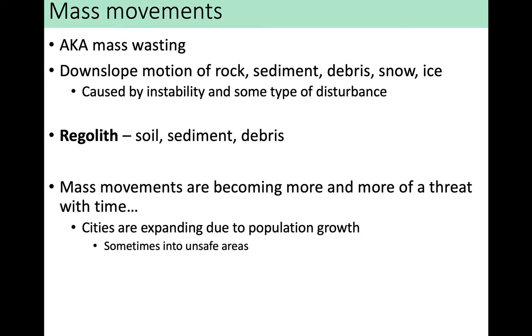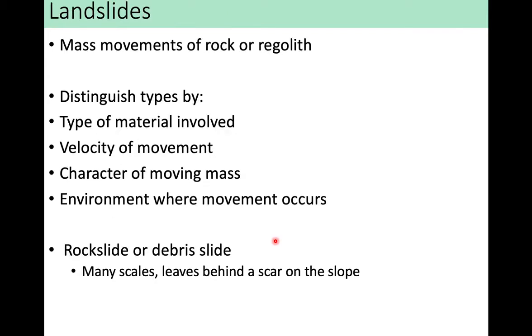So cities are expanding, not only in number of people, but also in surface area. So with more people, cities have to expand, towns have to expand outwards, meaning that sometimes people end up settling or building roads and homes and towns in unsafe areas. So in the areas that maybe aren't the most desirable in terms of mass movement potential. So the more and more that we are growing in terms of population and spreading out, the more potential we have for mass movement threats and mass movement dangers.